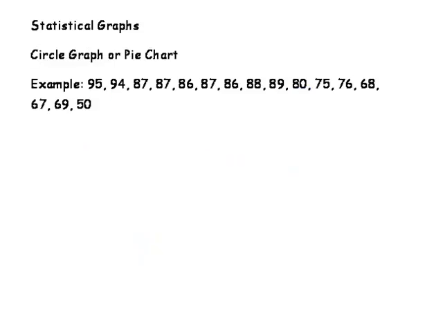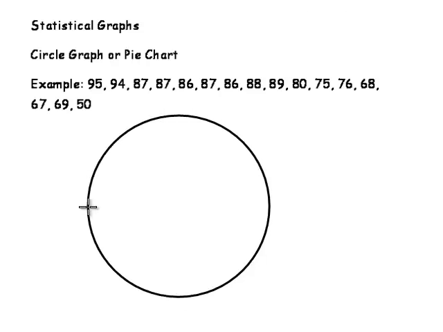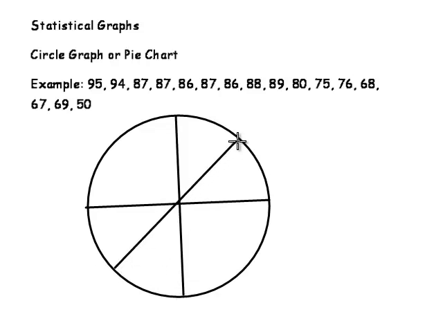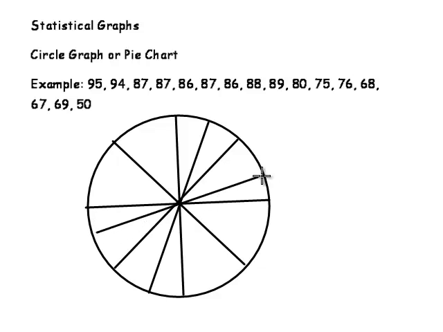A circle graph or a pie chart, we can represent the data by first drawing a circle. Since we have 16 pieces of data, we're going to cut our circle into 16 parts. We have 1/2. Now we cut it into quarters. Cut each of those quarters in half. That gives us 8ths. And now we cut each of those 8ths in half and we get 16 pieces of our pie.